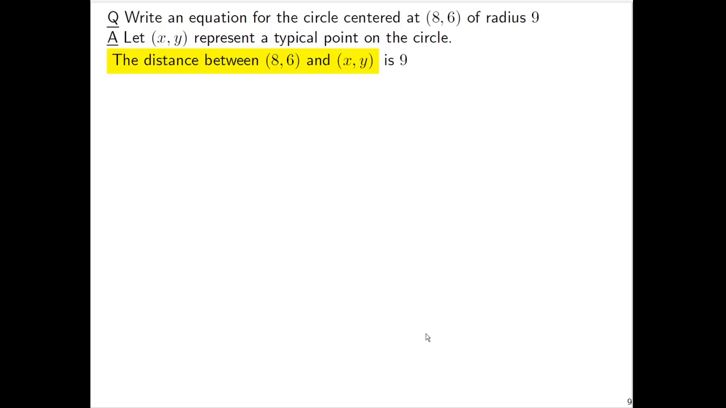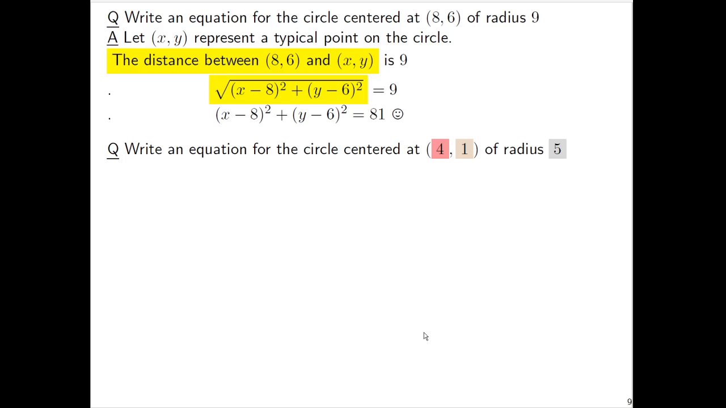So we can write an equation for the circle centered at (8, 6) of radius 9. Again, we'll just have (x, y) represent any old point on the circle. And we need the distance between (8, 6) and any point on the circle to be 9. That part on the left that's highlighted in yellow can be rewritten using the distance formula as the square root of (x - 8) squared plus (y - 6) squared, and that's supposed to be equal to 9. And then the usual thing we do is square both sides. Okay, so you have (x - 8) squared plus (y - 6) squared equals 81.